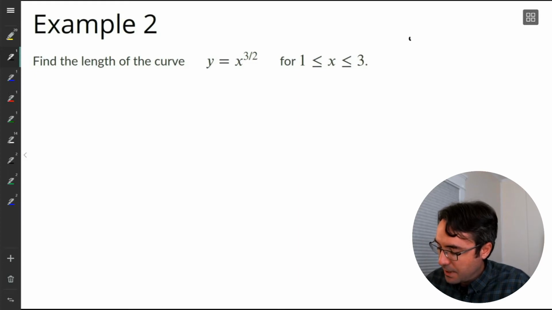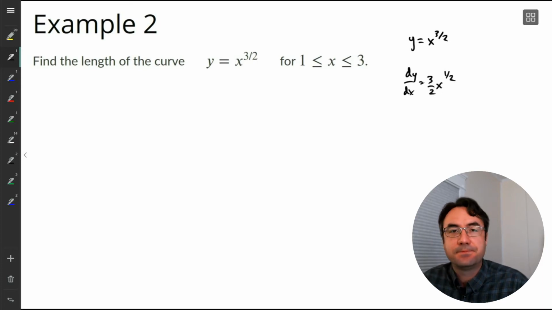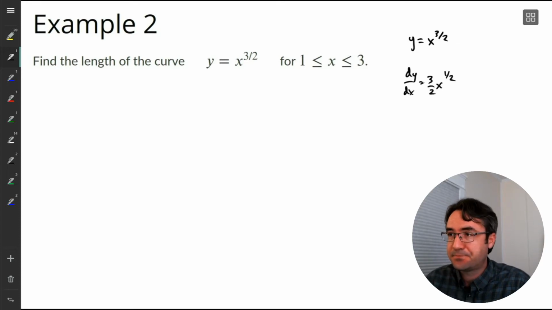So we're going to start with y equal to x raised to the 3/2. Let's calculate the derivative of that. So what is the derivative? Well, power rule. So bring the 3/2 down, keep x the same, subtract 1 from the exponent. So the derivative is 3/2 times x raised to the 1/2.